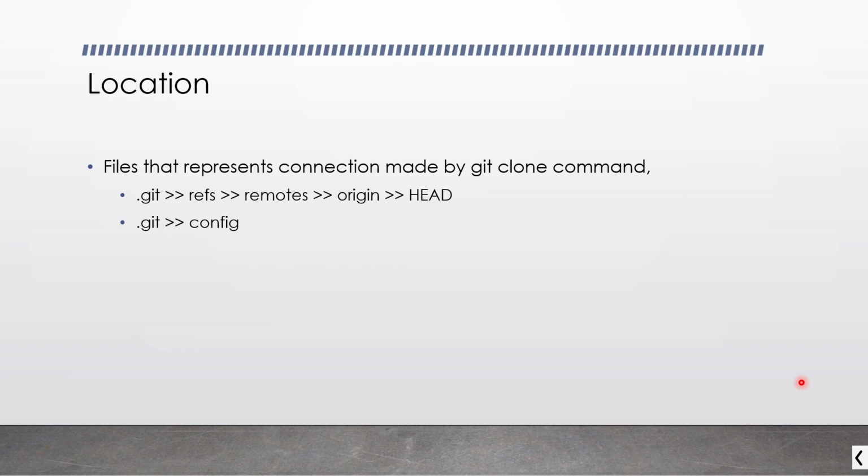So these are the files or folders that you can refer to find out the connections made by the git clone command. Over here, this .git is the hidden folder. So .git refs is the folder, remotes is the folder, origin is the folder, and head is the file name in which you can refer to the connection made by the git clone command. Same way, .git is the hidden folder and config is the file where you will find the URLs and other configuration that is being used by the git clone command.